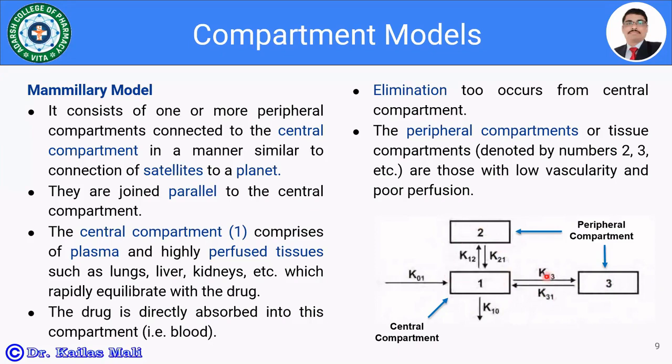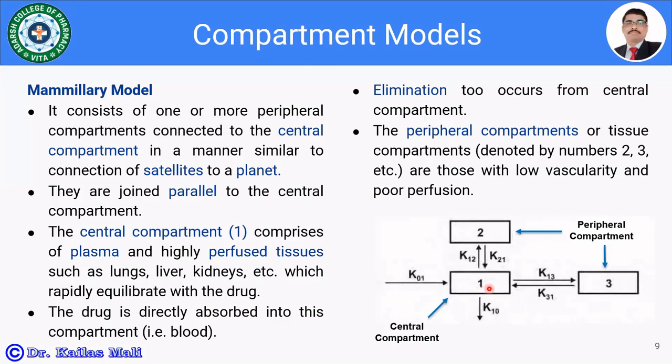So the mammillary model consists of one or more peripheral compartments connected to the central compartment in a manner similar to connection of satellite to the planet. So they are joined parallel to the central compartment. As we have discussed, the central compartment, that is one, comprises of plasma, that is systemic circulation, and highly perfused tissues like lung, liver, kidney, which equilibrate rapidly with the drug, and drug is directly absorbed into this compartment.